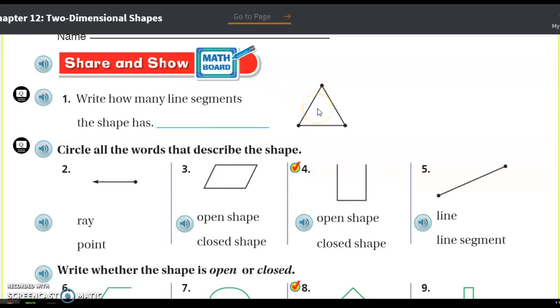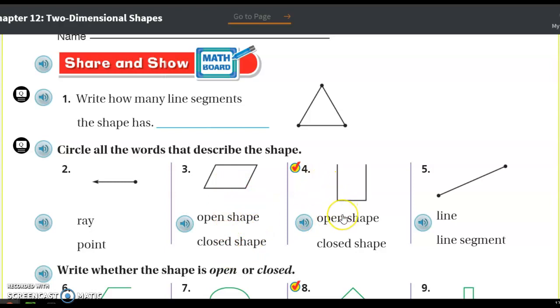Number 1, you should have answered it has 3 line segments: 1, 2, and 3. For number 2, this was an example of a ray. It has an endpoint, and it is extending in only one direction. Number 3, it is a closed shape. It's definitely not open. It is a parallelogram.